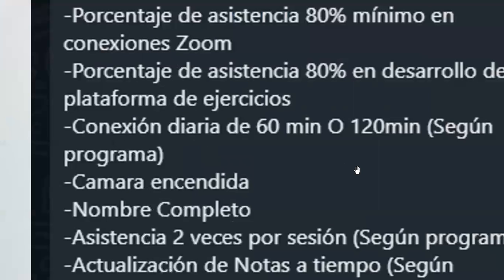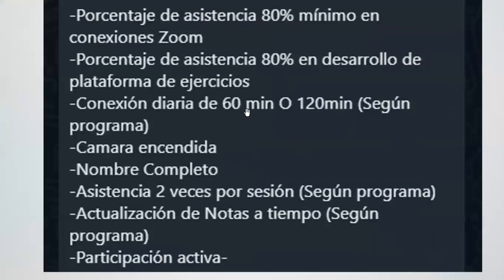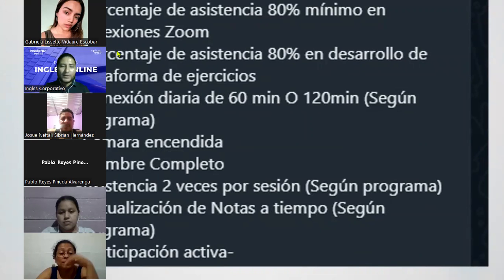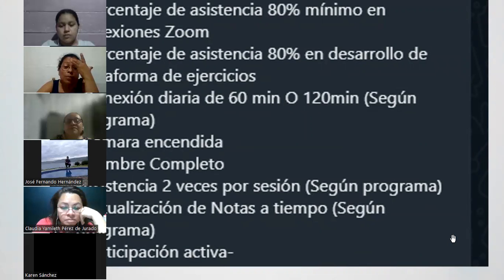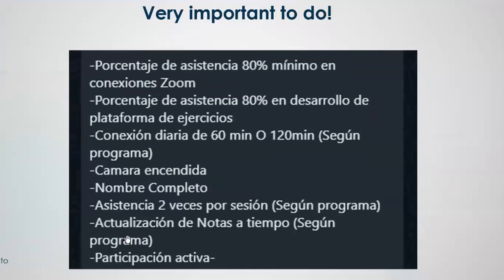How many minutes is your class? How many minutes? The number is? 60 minutes. That means an hour, a complete hour. Okay, great. The camera on, your complete name. Let's see if someone has their complete name. All names, todos nombres. Okay, perfect, thank you. That's great. And that's it, pretty much. That is the most important.